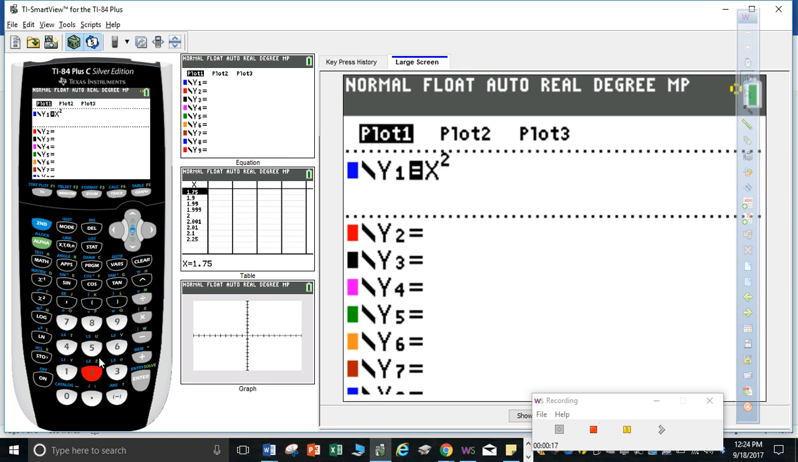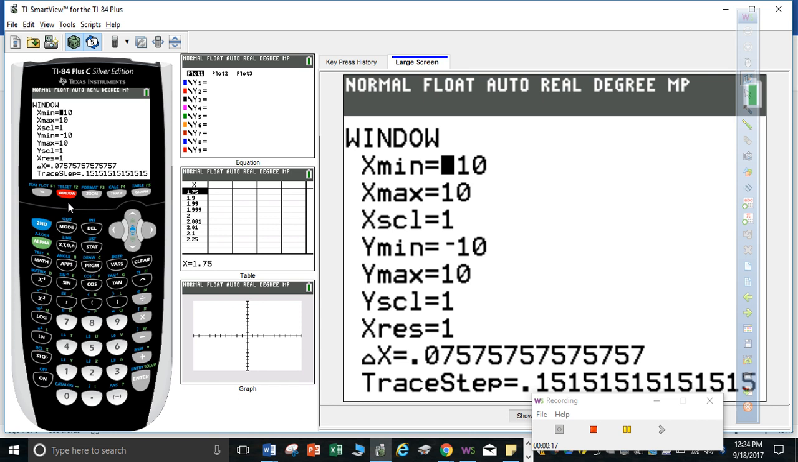All right, now to view this on our graph, I'm going to have you go to your window. We're going to check to see if we need to change any window settings. And this is a really nice standard window setting here, -10 to 10 in both directions. You might have a different window setting from when we did our scatter plots last week, and so we might need to actually type these in. You can type over numbers. You can press clear to clear it out and start over.